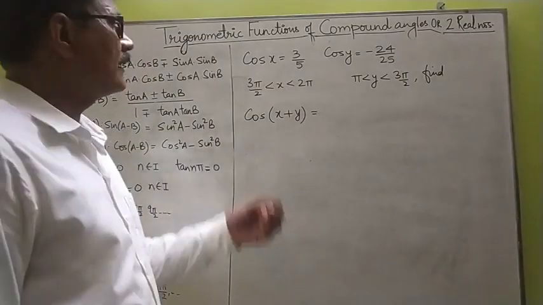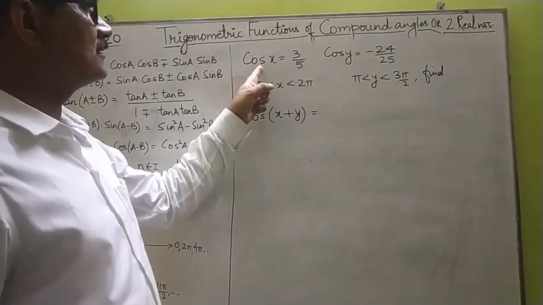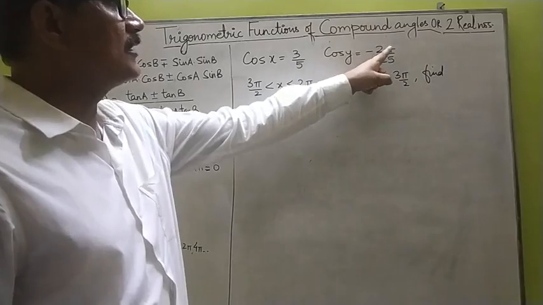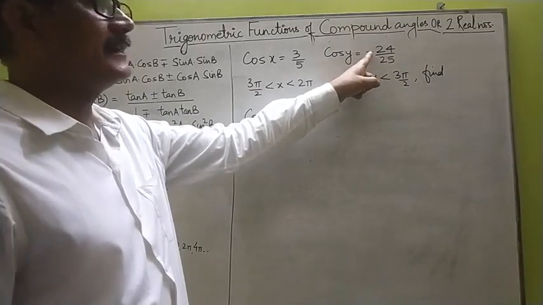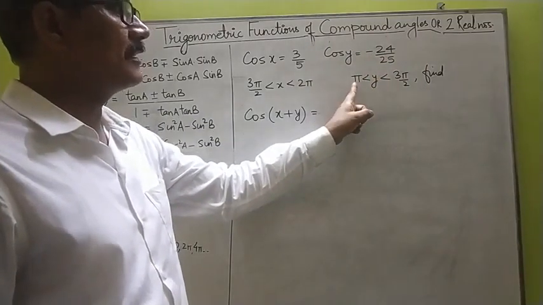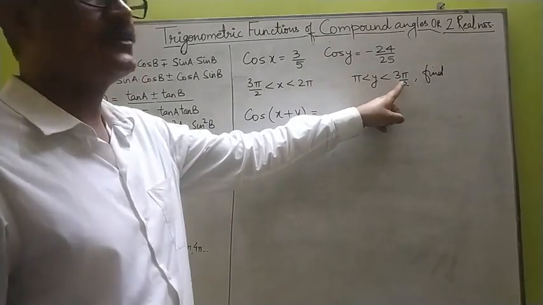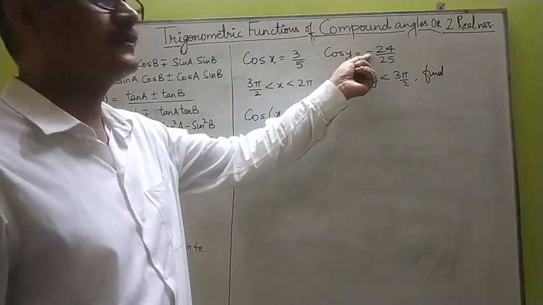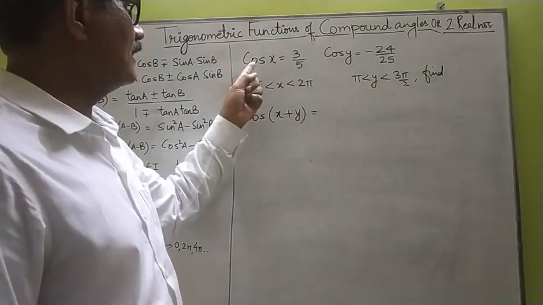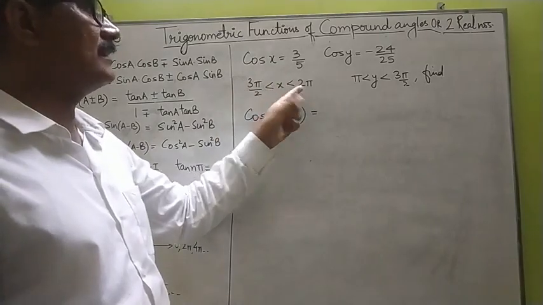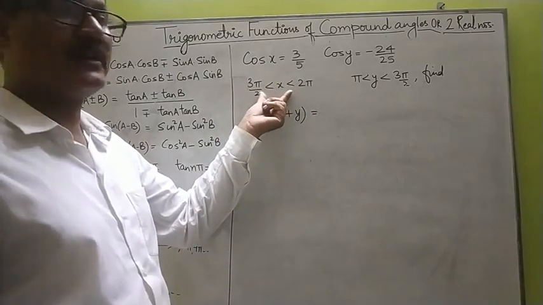Now take up the next question, children. If cos x is given as 3 by 5, and cos y as minus 24 by 25. You know why minus is here? Because y is lying in the third quadrant, pi to 3 pi by 2, that is between 180 and 270, the third quadrant. So that's why cos takes up the negative value. And here cos x is positive, because it's lying in the fourth quadrant, 270 to 360, that is the fourth quadrant. So cos is positive.